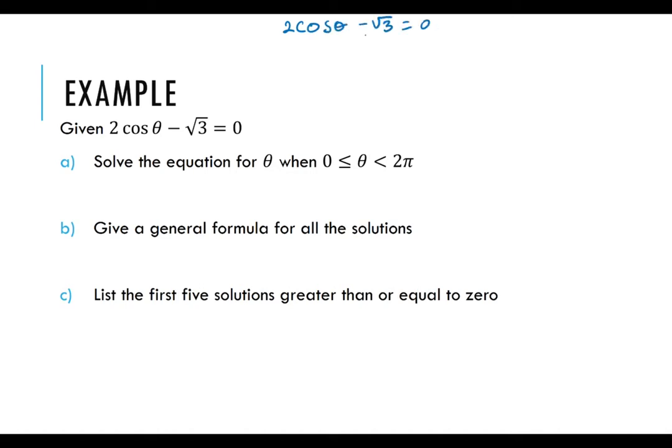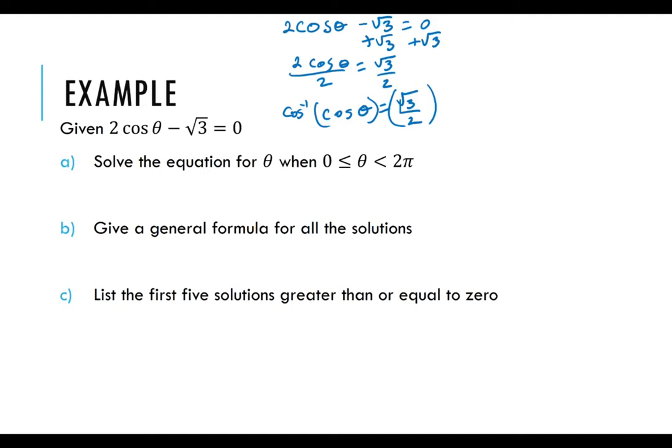So let's do algebra. How about we add root 3? That's then going to be 2 cosine of theta is equal to positive root 3. Then we can divide by 2. I then get that cosine of theta is equal to root 3 over 2. Then I say free the variable. So that means cosine of theta is equal to root 3 over 2 means take cosine inverse of both sides. And then cosine inverse of cosine is going to give a theta. And then cosine inverse of root 3 over 2 is what we're about to find.